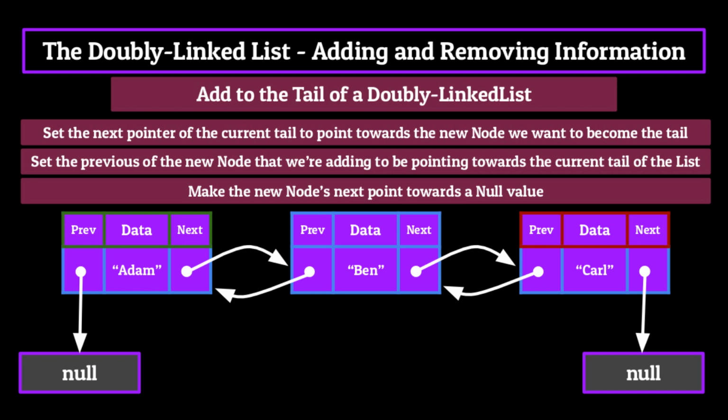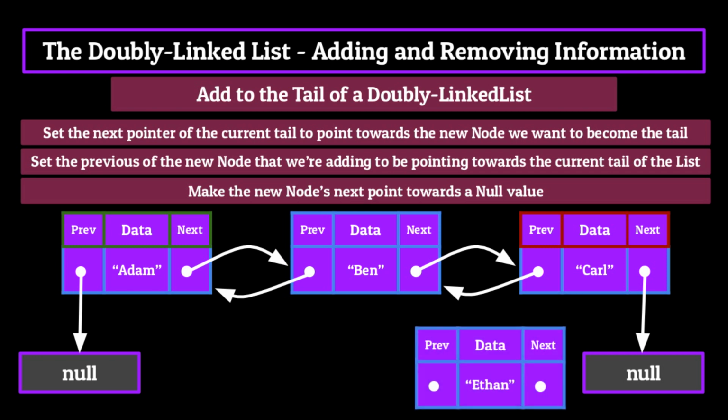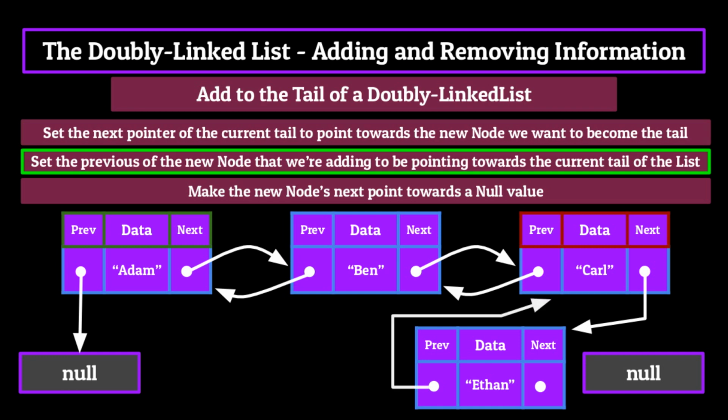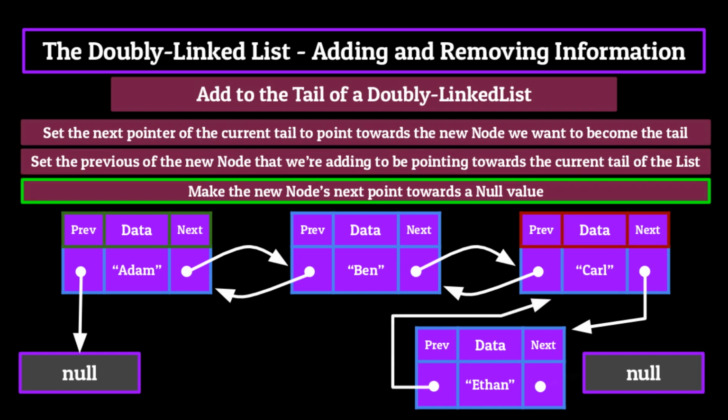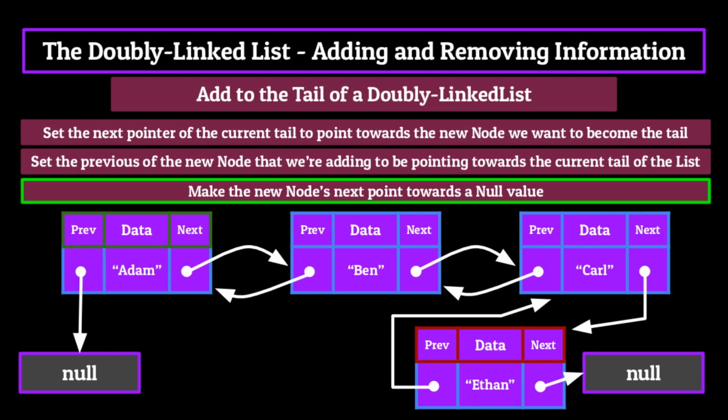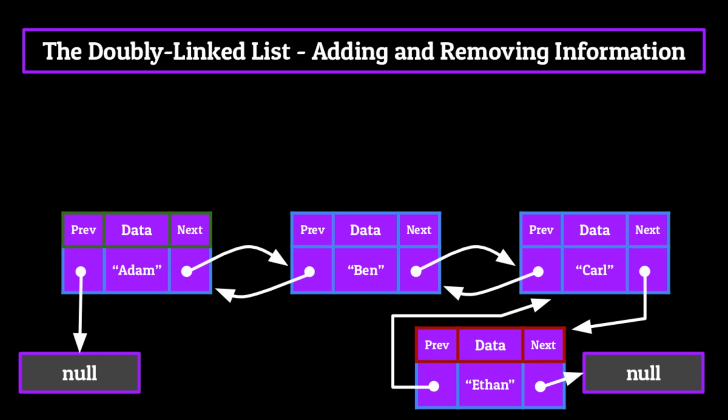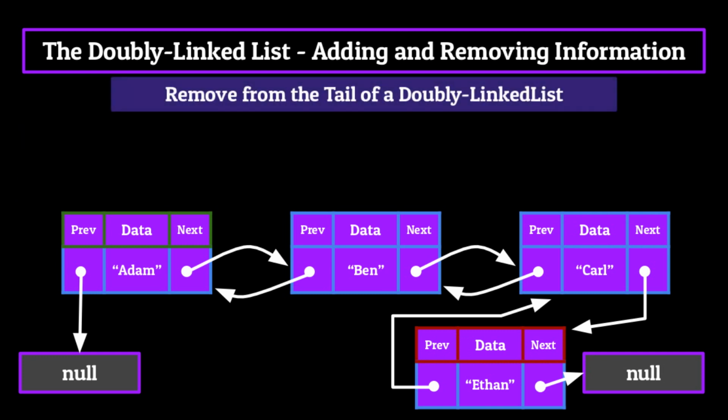Again, let's do an example where we add a new node containing the string Ethan to the tail of the doubly linked list. Following our steps, we first set the next pointer of the current tail, the Carl node, to point towards the Ethan node. Then we make the Ethan node's previous point towards Carl, and its next to point towards a null value, and we're all set. Ethan has been successfully added as the new tail of the list in 3 quick and easy steps.